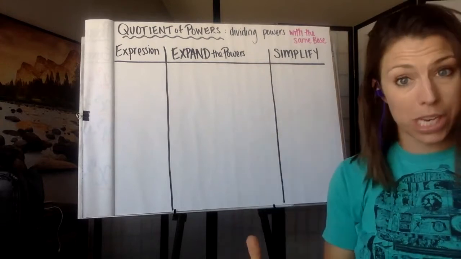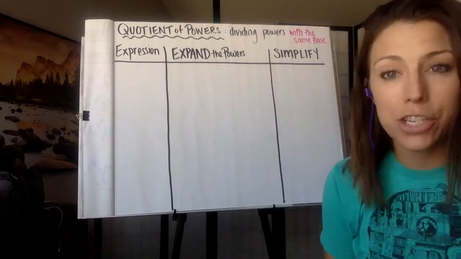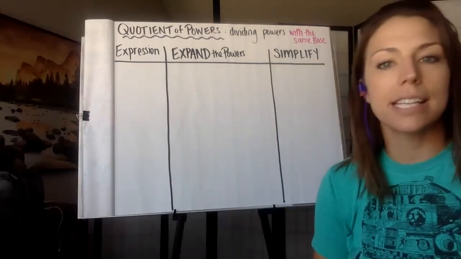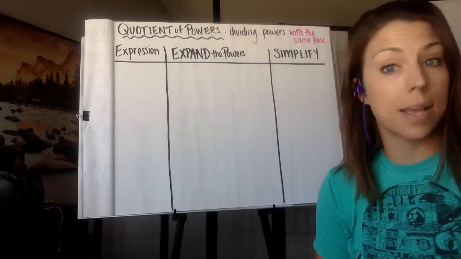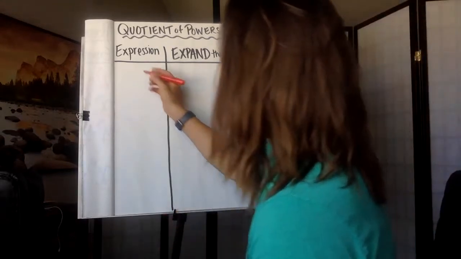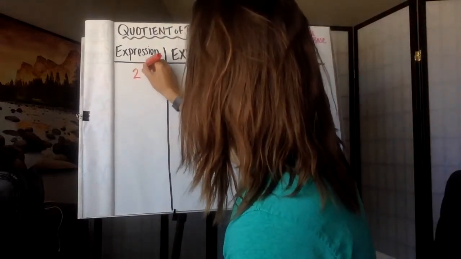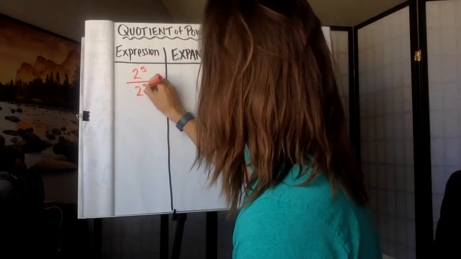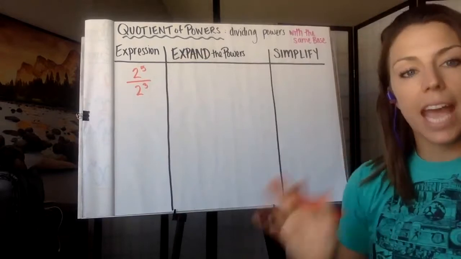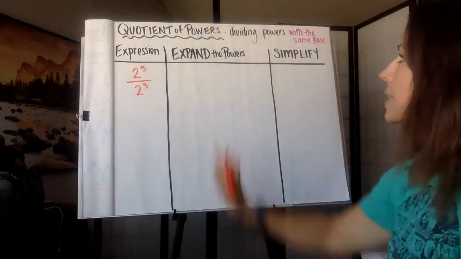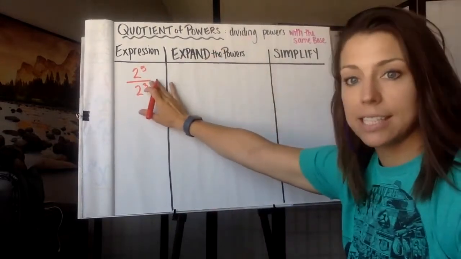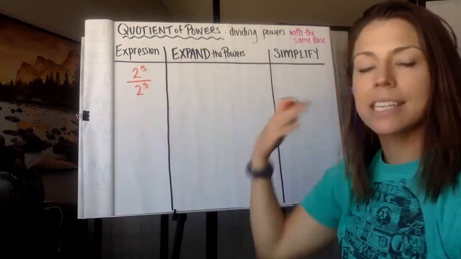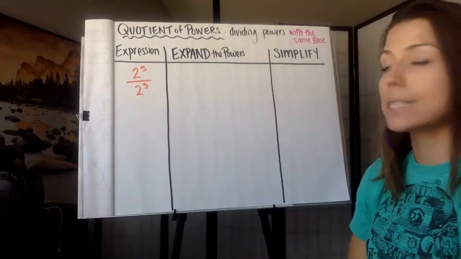Now, we are looking at quotients, and we're going to be using fraction bars to look at our quotients today. So just like we did in the last example with products, let's start off with some integer bases. So now let's say I have 2 to the 5th power divided by 2 to the 3rd power. So again, let's double check this is a quotient of powers. Am I dividing? Yes. Are they powers? Yes. And do they have the same base? Yes. So let's go ahead and expand.